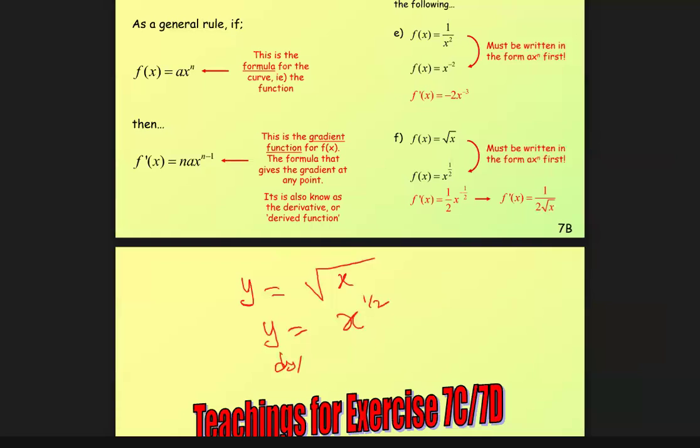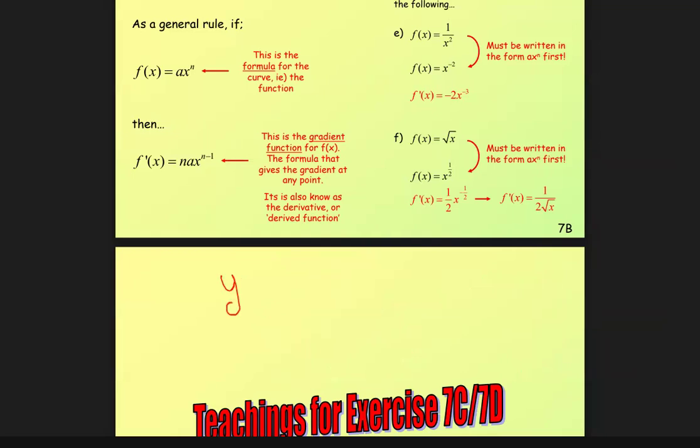So now dy/dx, you can just do it again. It's going to be 1 over 2 times x to the power of 1 over 2 minus 1. You see, that gives you 1 over 2 x to the power of minus 1 over 2. That's the answer.